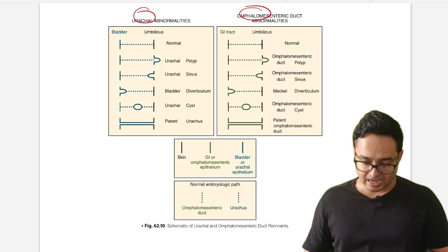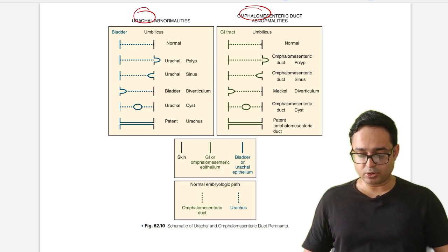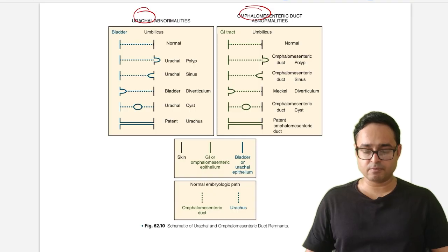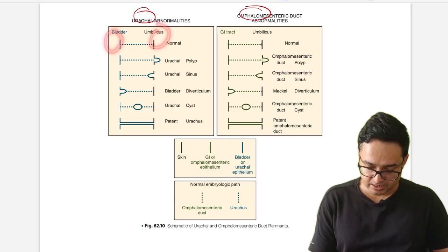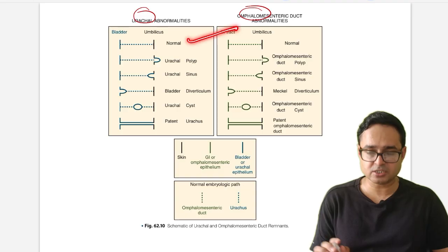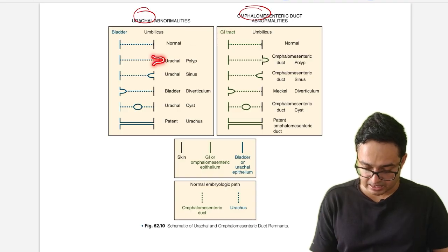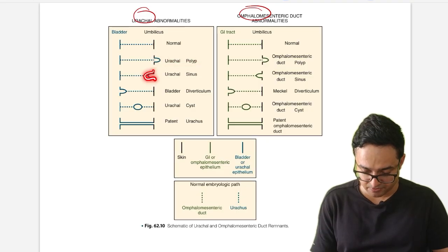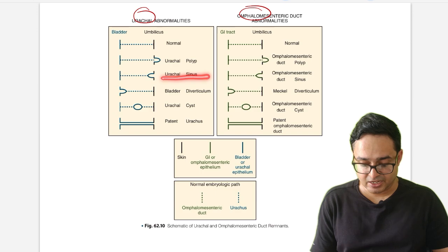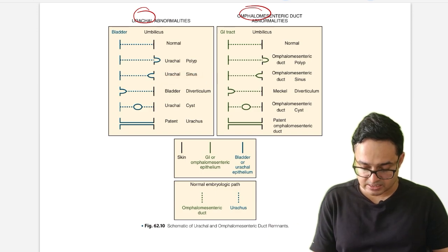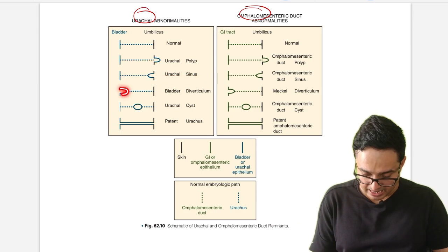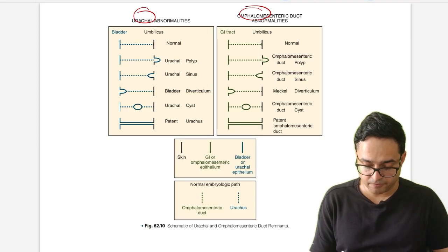Okay, urachal abnormalities. Just see, this is a simple looking diagram and many questions can be framed from this. This is the bladder, this is the umbilicus. If there is no connection, it is normal. If any polyp is there from the umbilicus side, this will be called a urachal polyp. If any sinus from the umbilicus is seen, urachal sinus. If any outpouching from the bladder side, it is bladder diverticulum. If it is in between, it is urachal cyst. And if they both are connected, this is patent urachus.